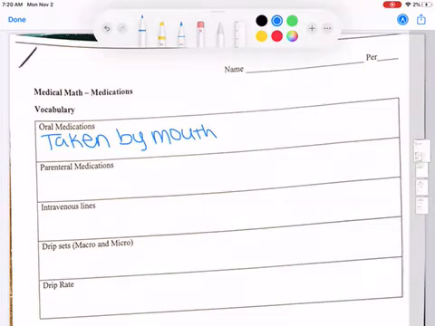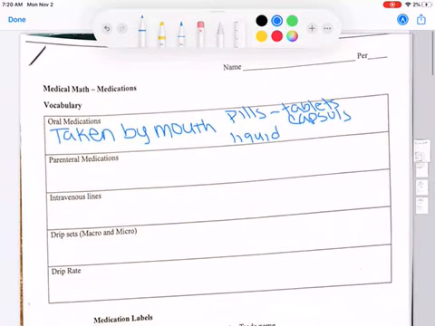This can be pills, which are either tablets or capsules, or in liquid form, like a syrup or something like that. A parenteral medication is one that is injected. I know that sounds really weird, but it's just an injection. So like a flu shot would be a parenteral medication, for example.